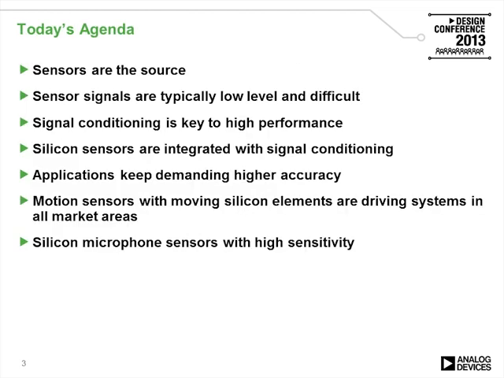What we're going to cover today are that sensors are the source of information about our environment. They can be difficult to use, and we need special signal conditioning for them. We're going to look at silicon sensors, especially designed for this, high accuracy applications, and then focus more on motion and microphone sensors later in the presentation.